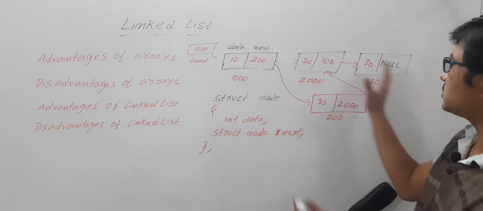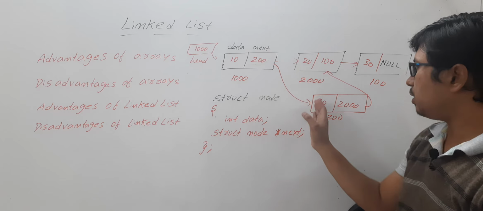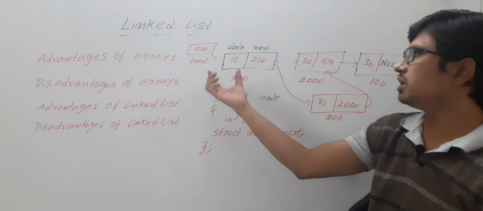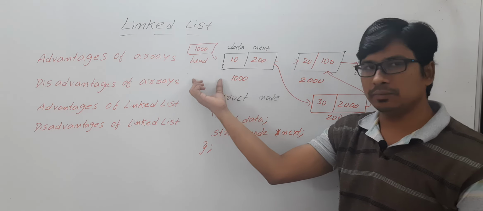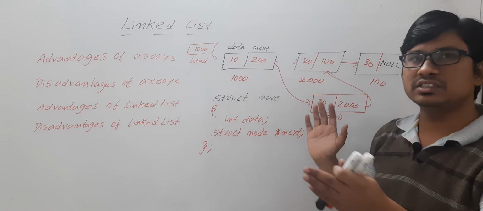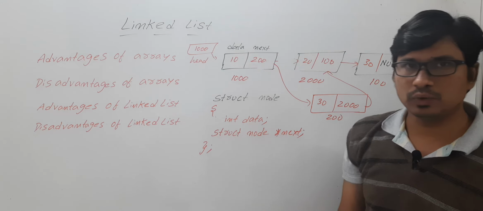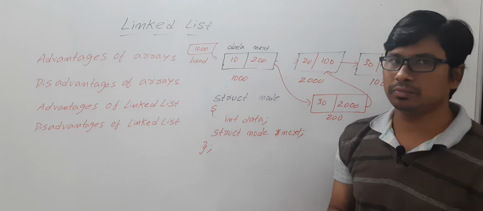You are not shifting these nodes. Am I right? These nodes are there, but you have added this node in between. Similarly, you can add a node at the beginning, you can add a node at the end. Is it clear? Shifting is not required. Are you able to understand? This is one of the advantages, and another advantage is dynamic memory allocation.